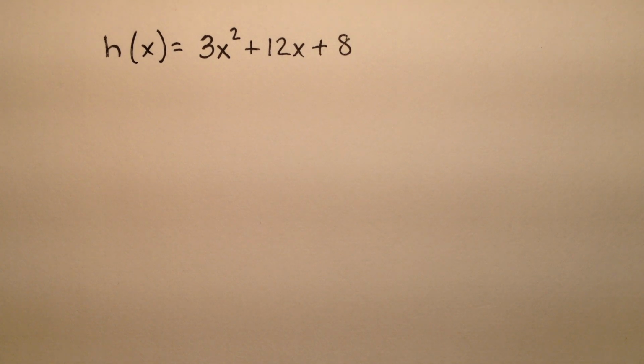Here, given the function h, we're going to first determine the vertex and whether that vertex is a maximum or a minimum value for the function. And then we're going to go ahead and write the equation of the axis of symmetry.